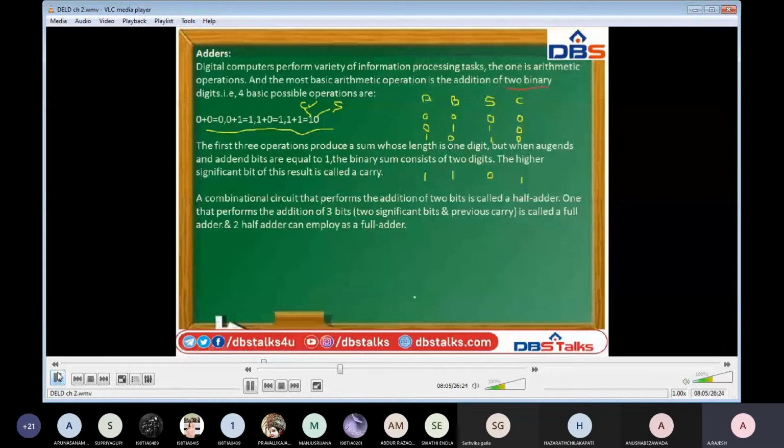A combinational circuit that performs the addition of two bits is called a half adder. So how will such a circuit be designed? I have given these two inputs, and I want it in circuit form. A circuit that adds 2 bits is a half adder. If we perform the addition with 3 bits, it is called a full adder. We can also design a full adder using two half adders. Now see how a half adder is designed.